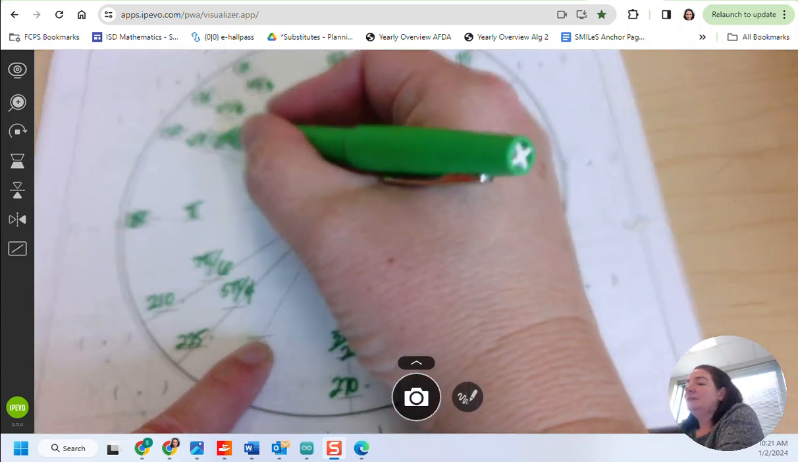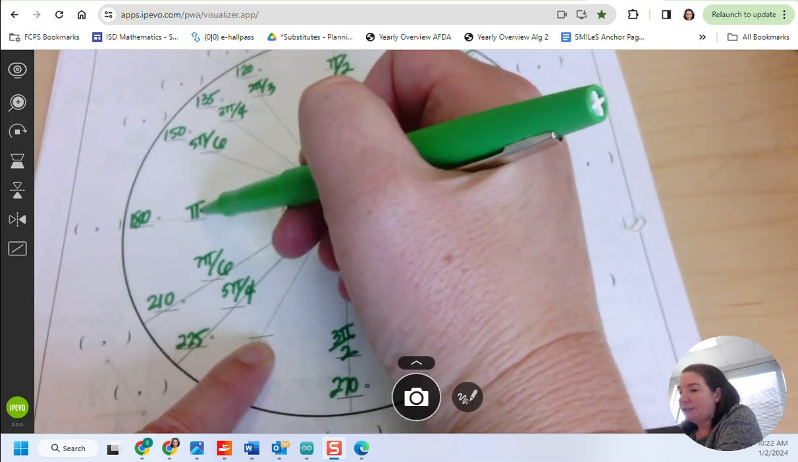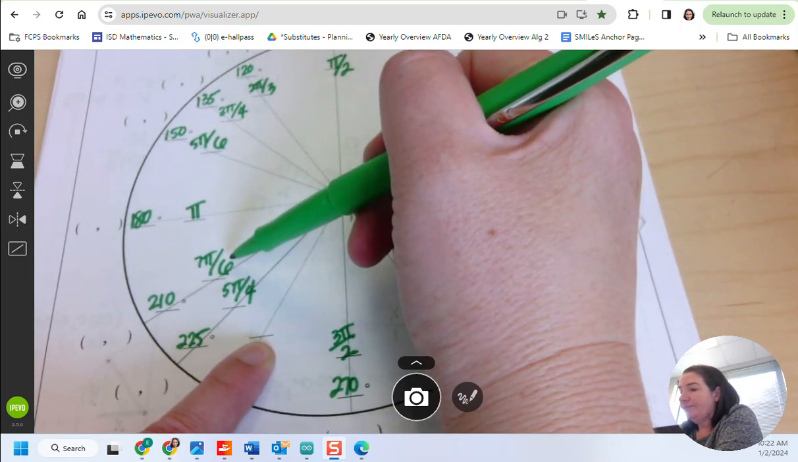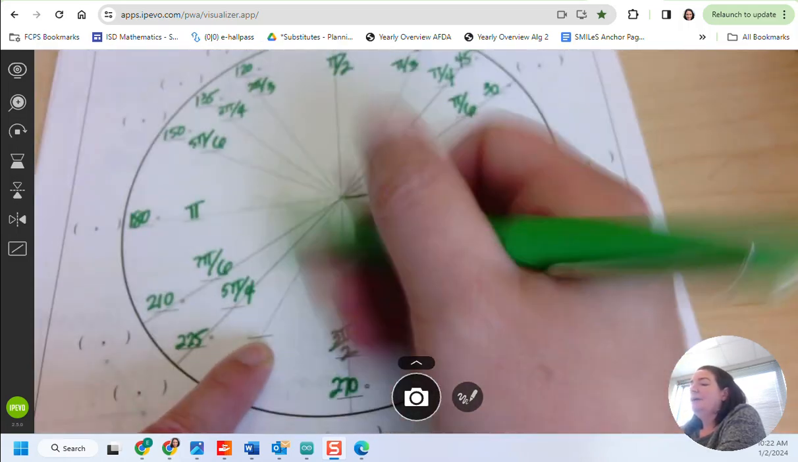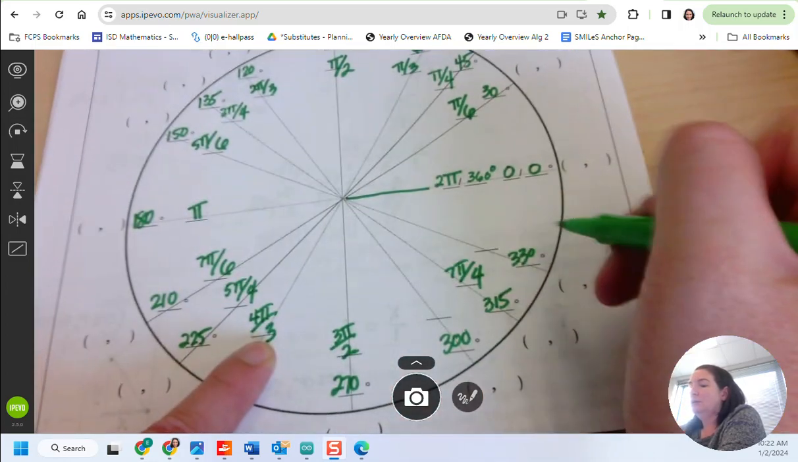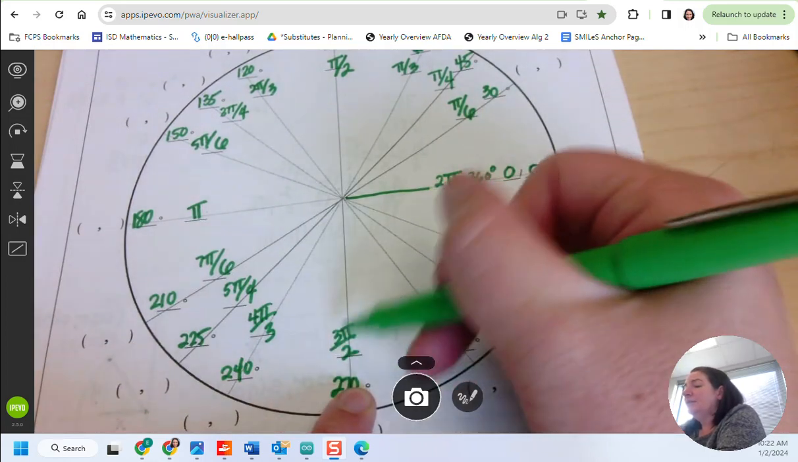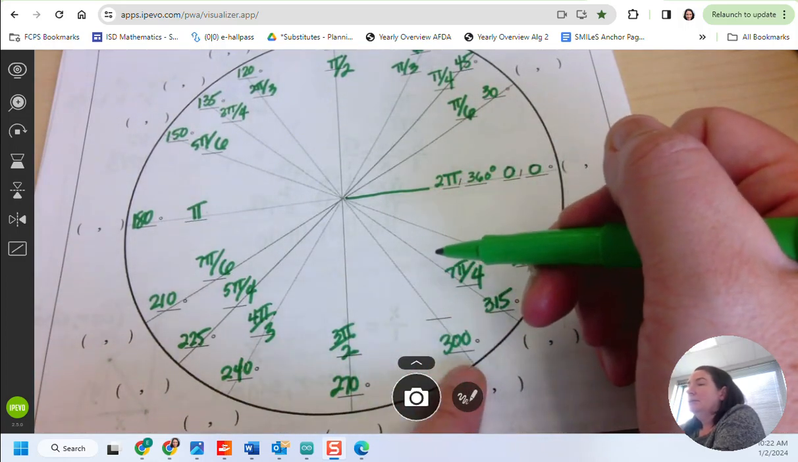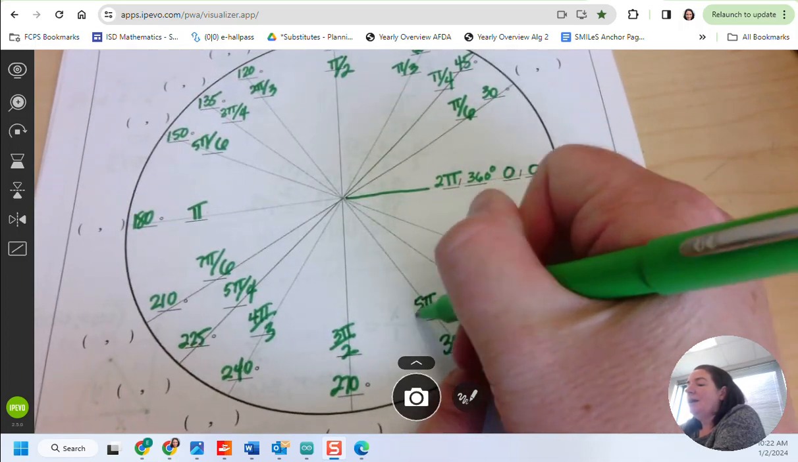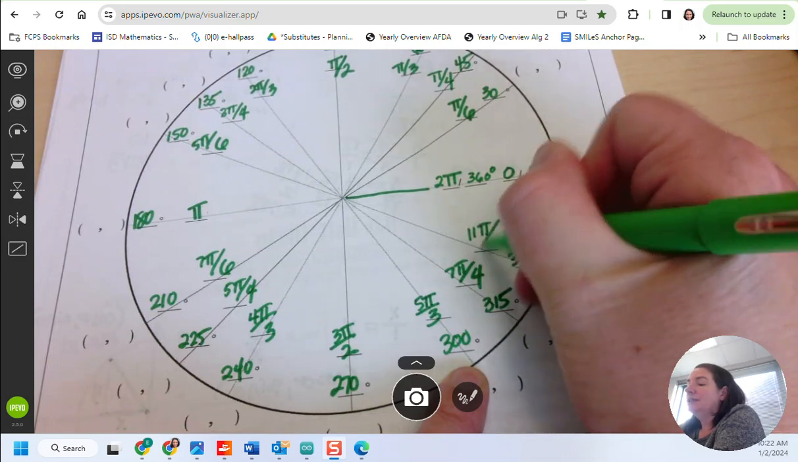5 pi over 6, because this is 4 pi over 6 that's simplified. That's 5 pi over 6, and that's 6 pi over 6. 7 pi over 6. 8 pi over 6 is going to be 4 pi over 3. This is 9 pi over 6, and it's simplified already. 10 pi over 6 is 5 pi over 3, and then 11 pi over 6.